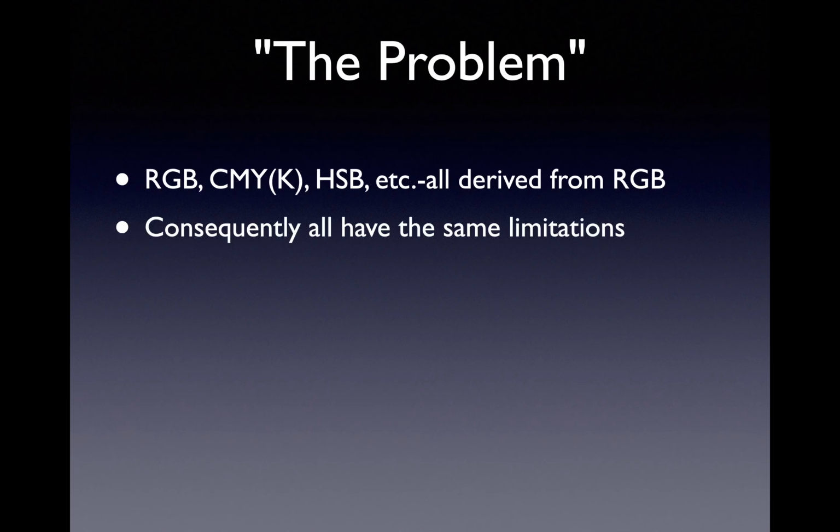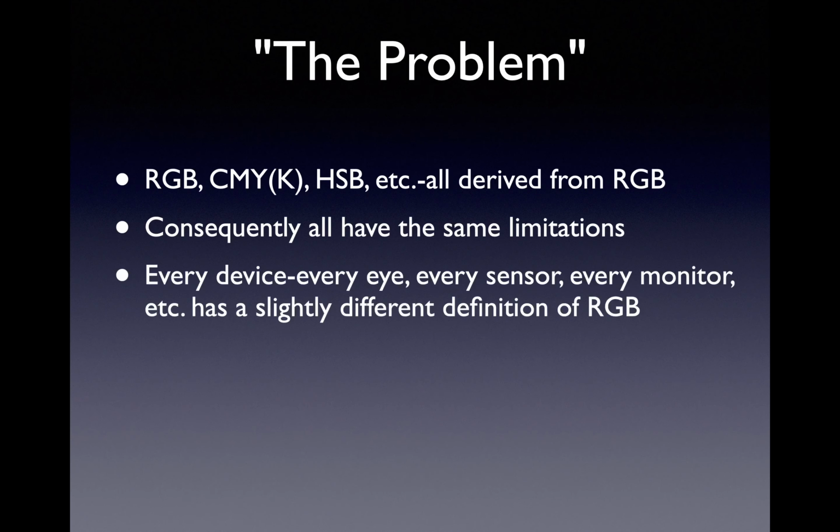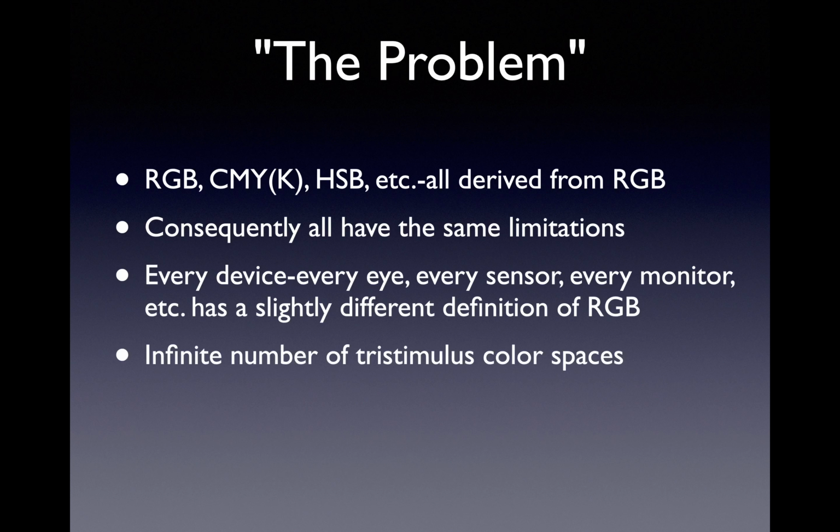And as a consequence, they all have the same problems and limitations that RGB has. This is the key point of this part of this lecture right now. Every device, every eye, every sensor, every monitor has a slightly different definition of RGB. Your eyes do not agree on RGB. They interpret RGB slightly differently. They are organic things. They're not cloned. They're not some digital clone of one another. They interpret color slightly differently. But our big issue is that monitors, cameras, sensors, printers, all of that stuff have a slightly different definition.